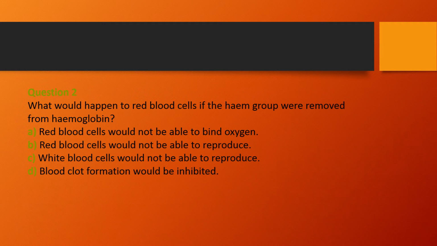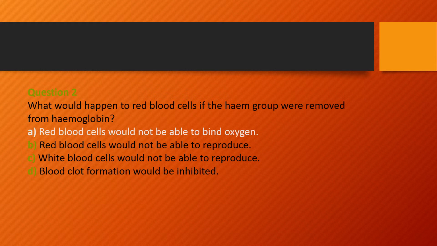The next question is, what would happen to a red blood cell if the heme group were removed from hemoglobin? The answer is the red blood cell would not be able to bind with oxygen. Red blood cells contain hemoglobin, and hemoglobin has two components, heme and globin. Heme contains iron. Iron is responsible for binding with oxygen, whereas blood clot formation is due to platelets, not due to RBC or WBC.